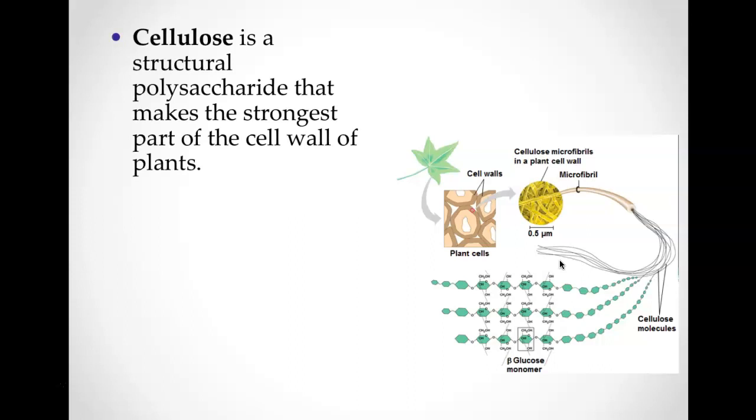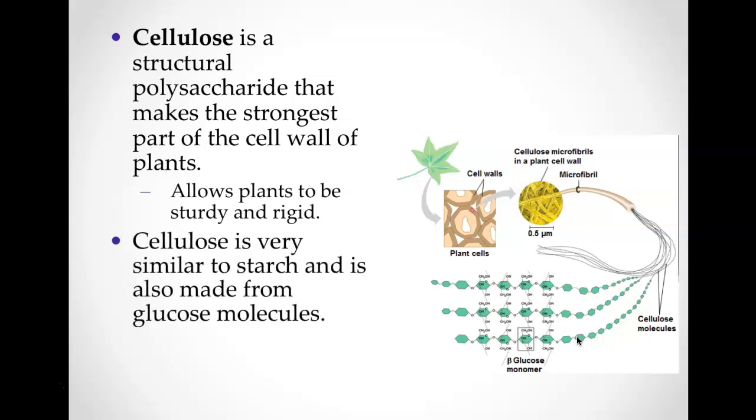Okay, cellulose. Cellulose is a structural polysaccharide that's part of the cell wall of plants. And it is not branching. It is in like rows or sheets. I actually would write down the word sheets. So this is what allows the plant to be sturdy and rigid. And this is what makes up the cell wall, and it keeps the cell wall from bursting when it fills up with water. It's similar to starch in that it is also made out of glucose molecules.